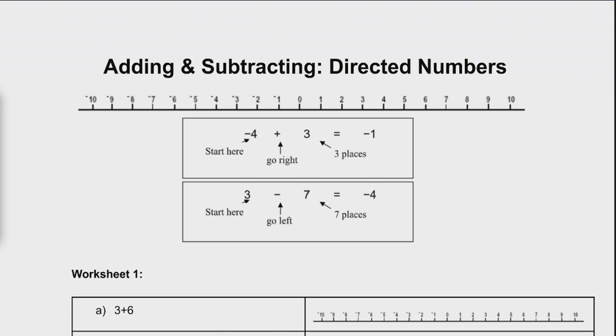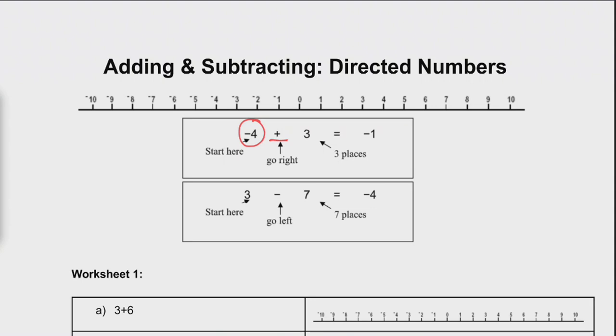The first example is the sum -4 plus 3, and we have to work out what the sum of these two numbers is. The way I'd go about this is that the first number is our starting point. Then we have a sign, a plus or a minus, and that tells us whether we go right or left along the number line. In this case, it's a plus, so we go right. How many places we move is told to us by the second number, 3.